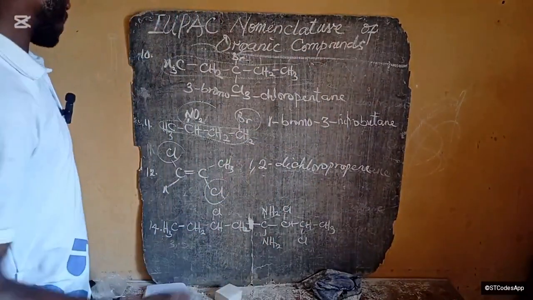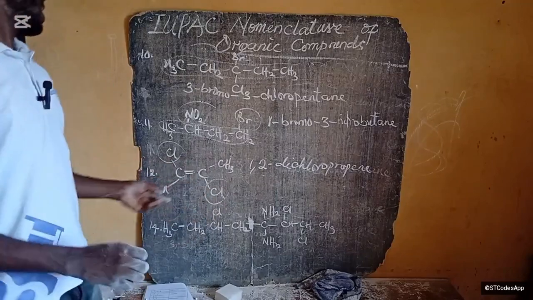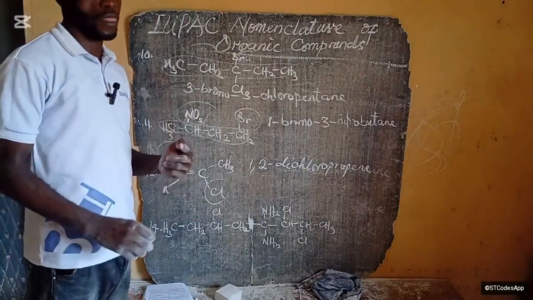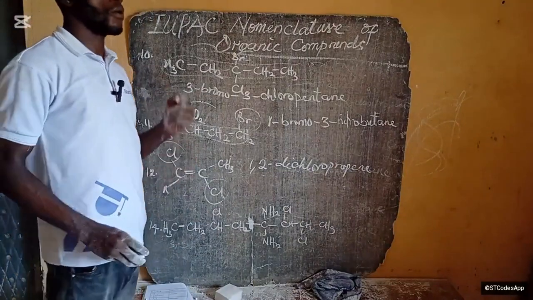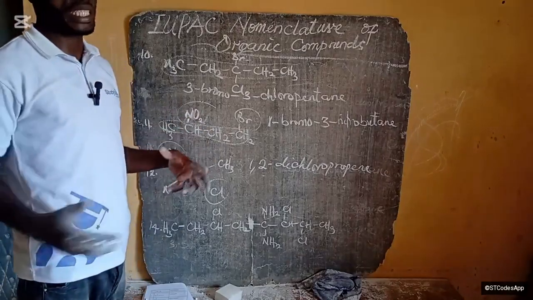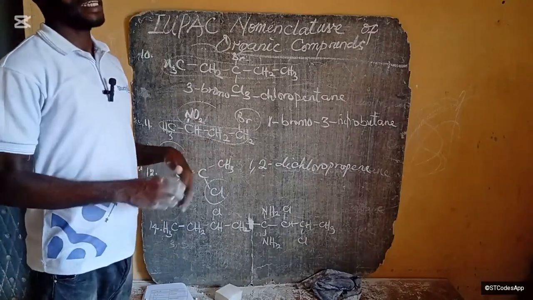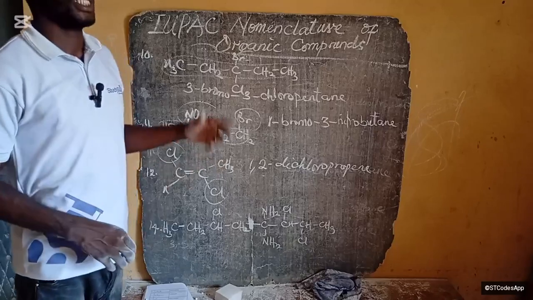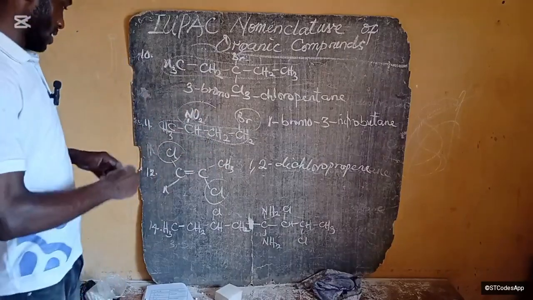Now, propene, because the double bond appears on carbon 1. The double bond appears on carbon 1. If it appeared somewhere else, for larger moieties, we are going to have the carbon number that it appears on, and then the ene.